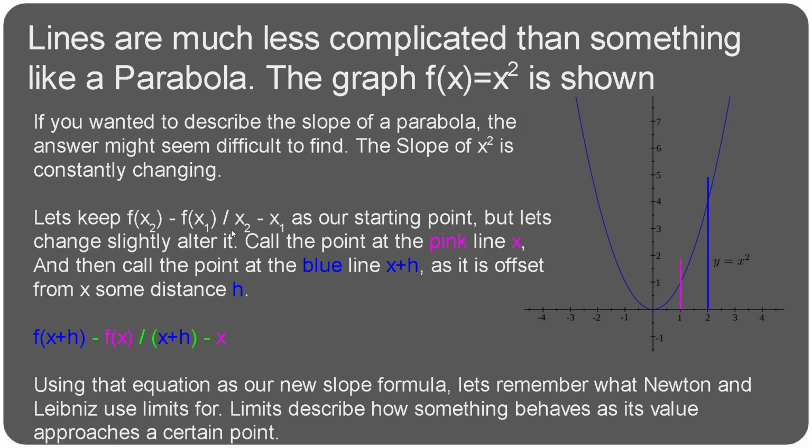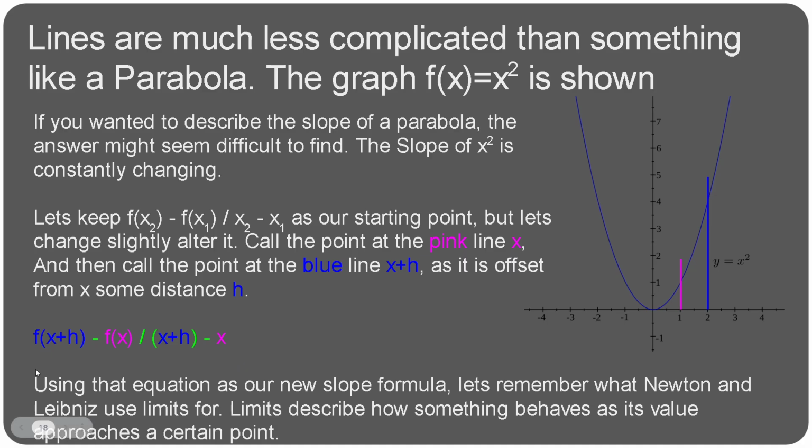So let's keep this slope equation as our starting point, but let's change it a little bit. This pink line just represents a random value x, and then this blue line represents x plus h. So that means it's just offset some distance from x. This is just 1 and 2, but it's just an arbitrary value. So this is what our slope equation looks like now. So it's f of x plus h minus f of x divided by x plus h minus x.